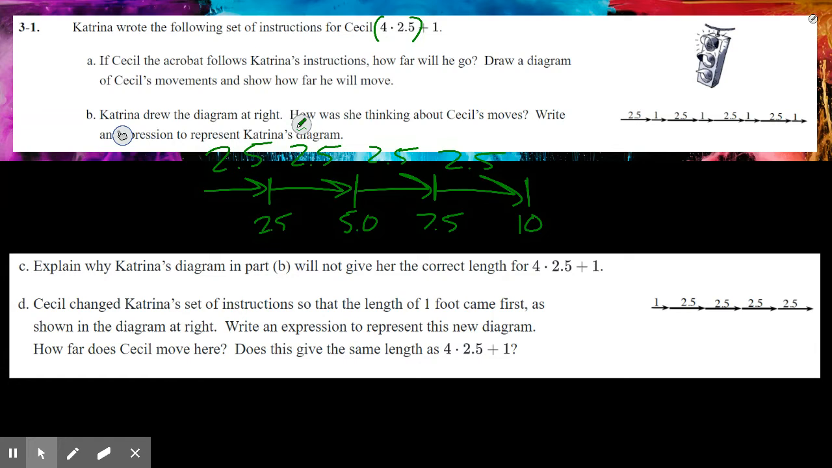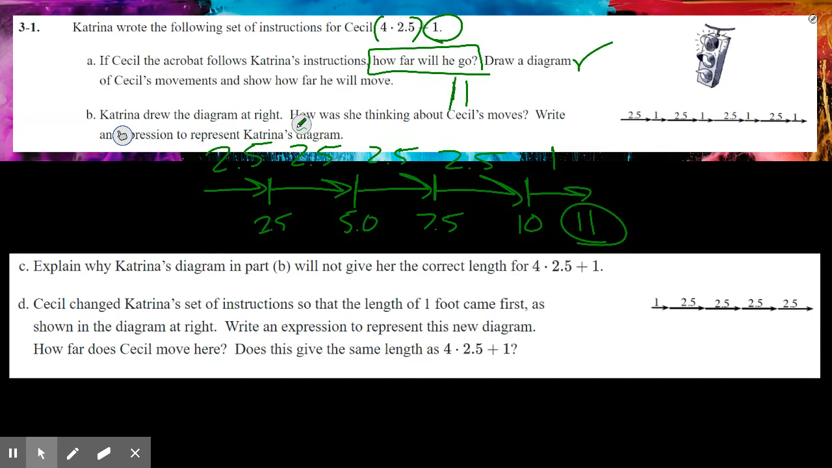And then we also have to go one more. So I'm going to do a little one here, and that's going to be one more. So we're going from 10 to 11. That'd be our ending point. So how far will he go? 11, and it doesn't say feet or yards, so we just put 11. And then draw a diagram of Cecil's movement and show how far he will move. Well, we have that diagram right here, so we can check that off.